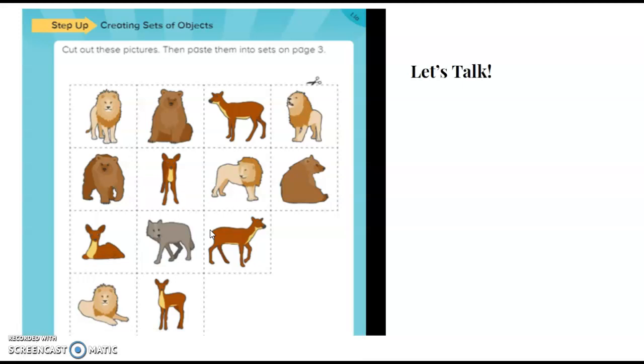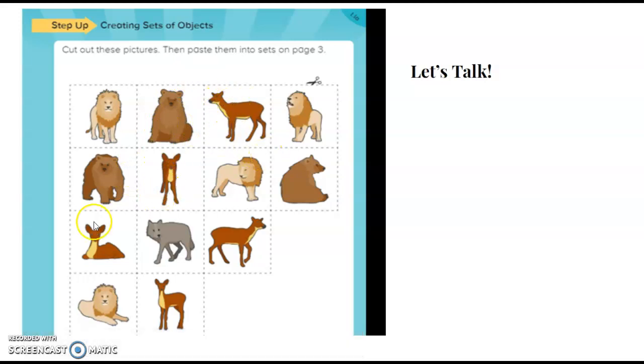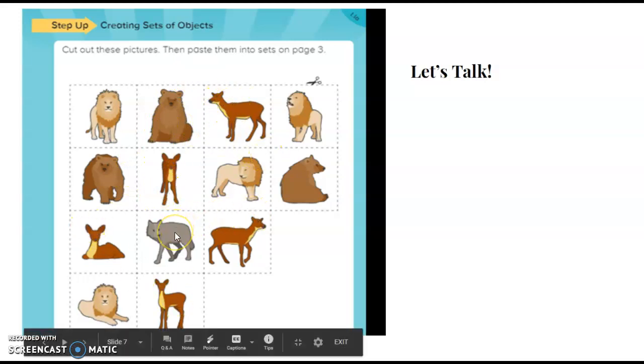All right, welcome back. Okay, what are some ways that you talked about the ways you could group them? One way could have been that you put all the lions together. Let's count the lions real quick. 1, 2, 3, 4. We have 4 lions in a group if we were to group them together. We could have grouped the bears together, the deers together, or the wolf together.